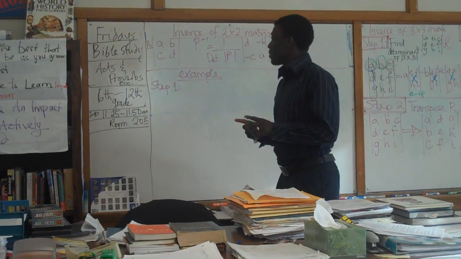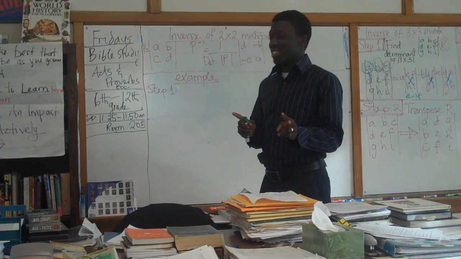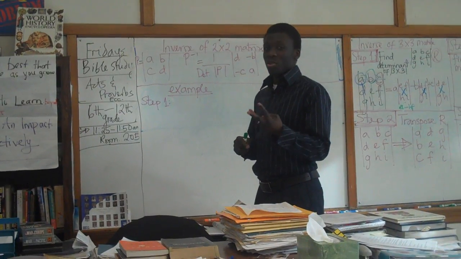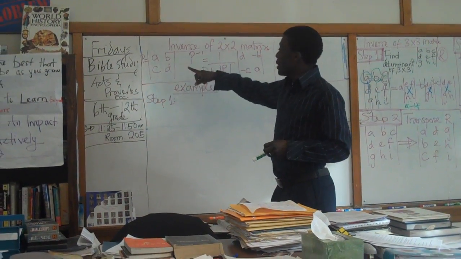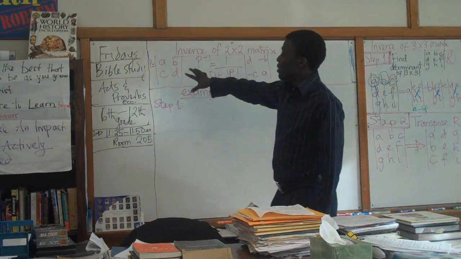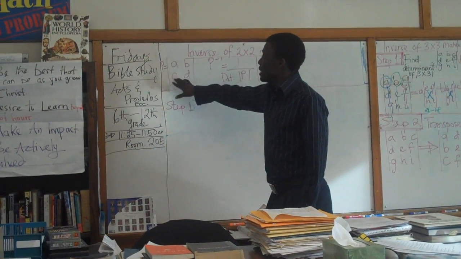So your book talks about finding the inverses of 2 by 2 matrices. Now we're going to try doing it for a 3 by 3 matrix. First of all, let me just remind you, for 2 by 2 matrices, all you need to do is find the inverse of P. Let's call this A, B, C, D.